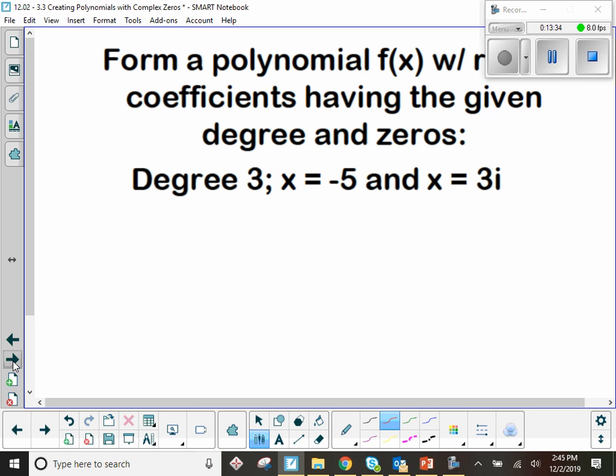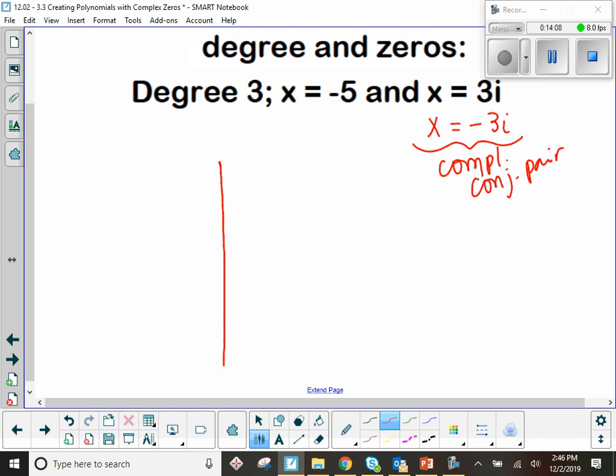Which one of those things generates a second zero for us? The 3i does. Well, even before the factored step, if 3i is a 0, what else is a 0? Negative 3i, okay? So that's a complex conjugate pair, or just conjugate pair, or whatever you want to write. So there's my 3 zeros. 1, 2, 3.